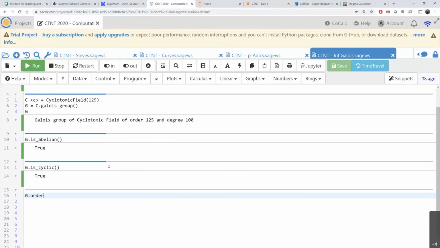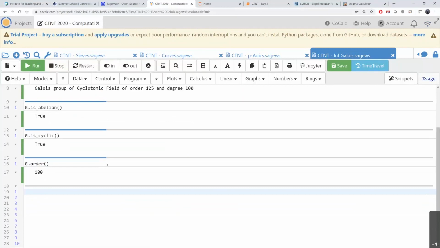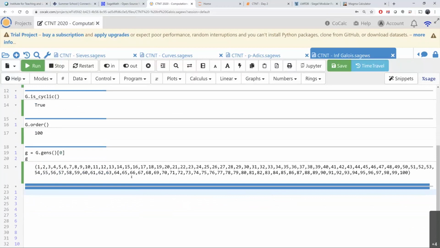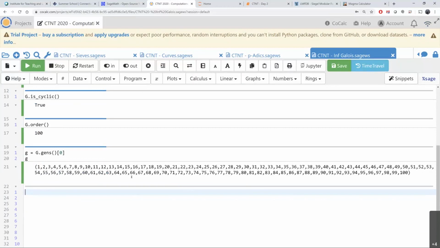It's a cyclic group of order 100, so there's going to be just one generator. So I can pull out the generator of G and look at G. Whoa, that's a generator. The groups are stored as symmetric groups, so subgroups of symmetric groups. So this is a permutation of order 100, and it's a cyclic permutation. So yes, it's a permutation.